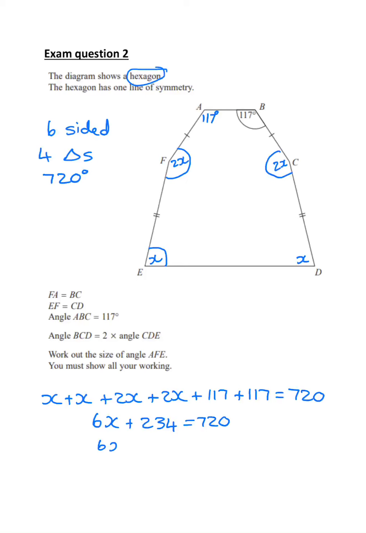So that gives me 6x is equal to 486, which means that x equals 81. But be careful, that's not what they've asked me to do. They've asked you to get angle AFE, so this angle. So if x is 81, then that's got to be double 81, so AFE is then 162 degrees. Okay, and that's it.